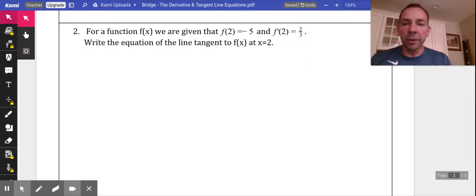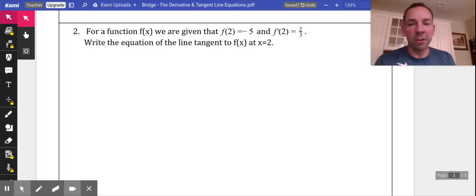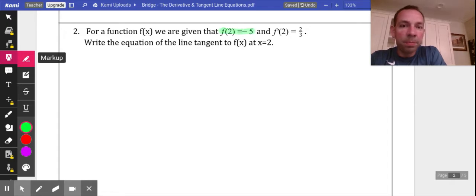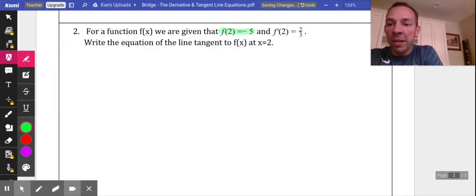So we have this mysterious function f. We don't have a picture of f. We don't have an equation for f. But what we do have, they did tell us that f of 2 equals -5. So let's just stop right there. Let's dissect this little nugget of information.